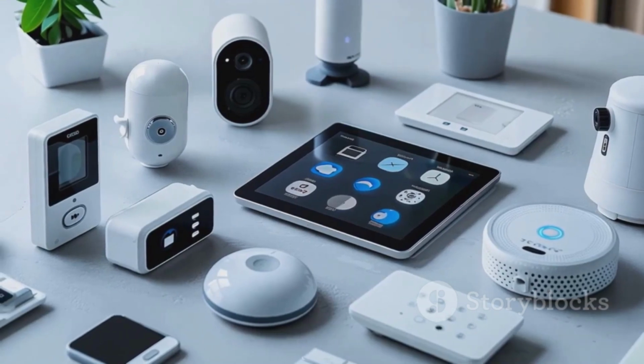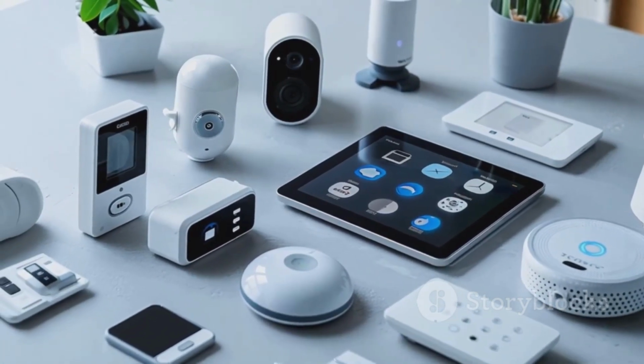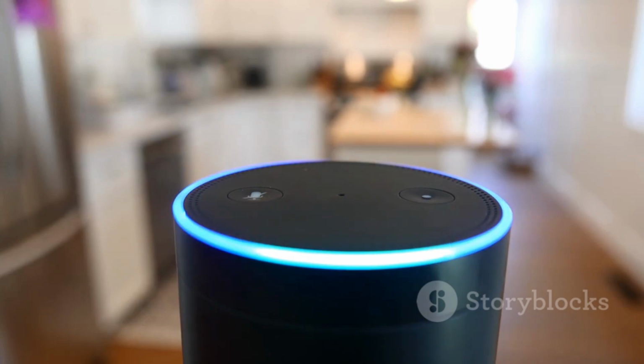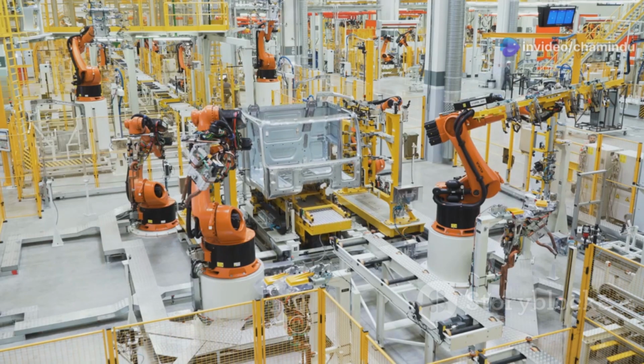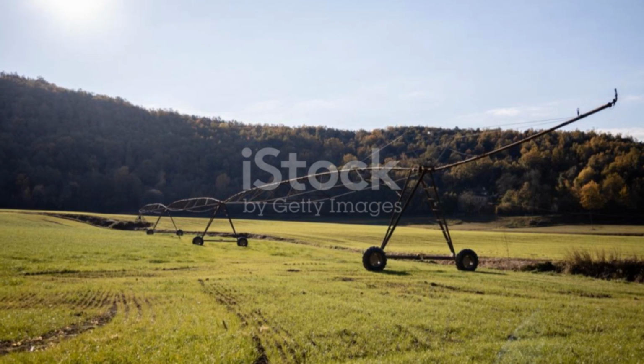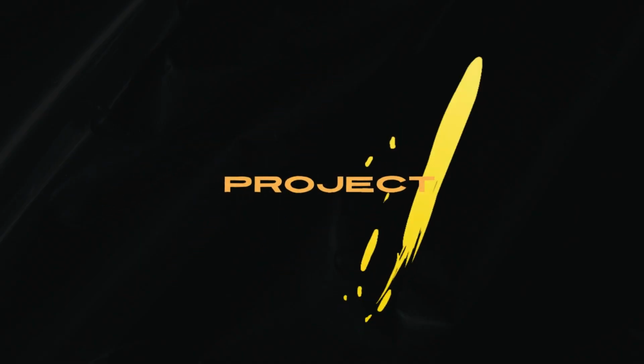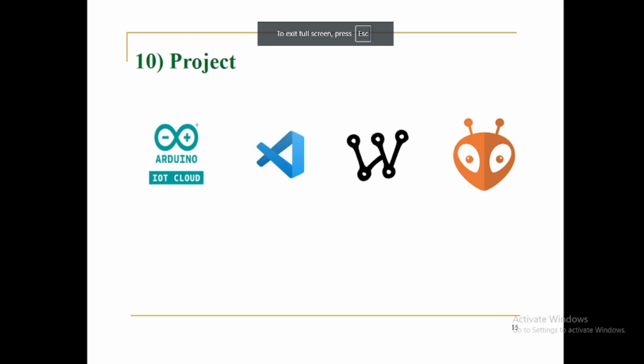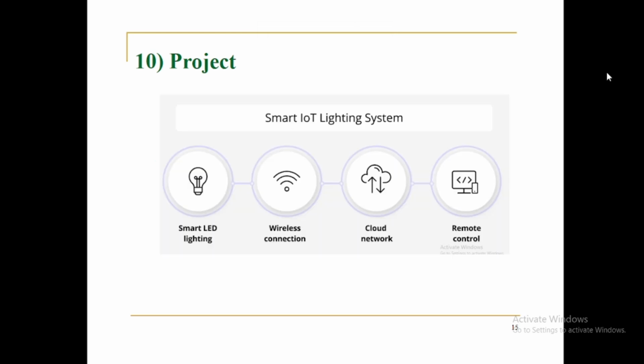All right. So now we understand what IoT is, why it came into existence, the history of IoT, how IoT works, and how it is transforming industries worldwide. With those basics covered, let's move to our project. For this project, we will use Arduino IoT Cloud. In this project, we are going to build a smart light system that allows us to turn a bulb on or off remotely using Arduino IoT Cloud.